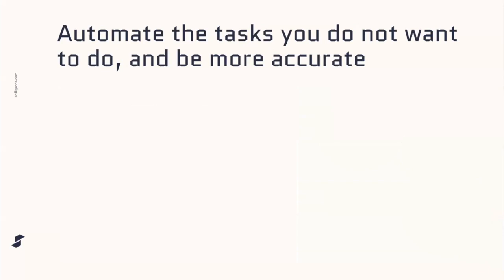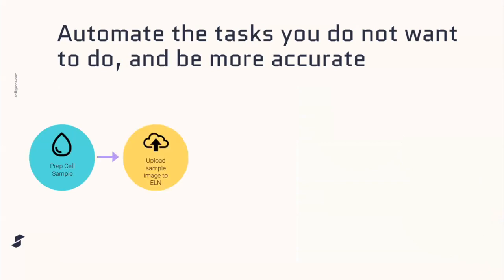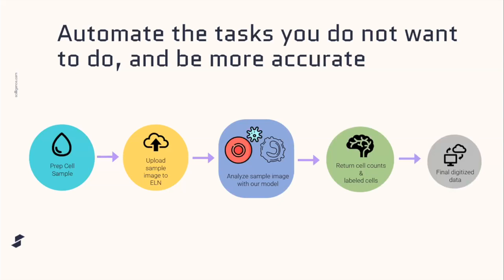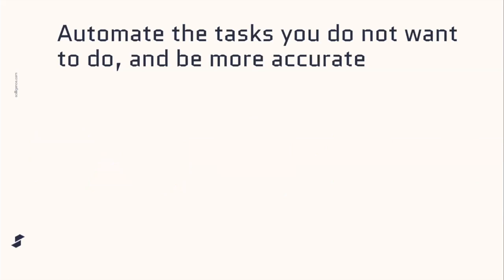The angle we took for this project is to automate away the things that biologists don't really want to do but need to get done, and to be more accurate with it, specifically when it comes to cells. With our tool, you'll be able to prep a sample as you normally would and upload an image to our ELN. Our model will analyze the sample image, and then it'll return in a few seconds the cell counts and cells labeled, with an overlay of the labeled cells, and then you can finalize the data. So save a bunch of time and increase your accuracy.